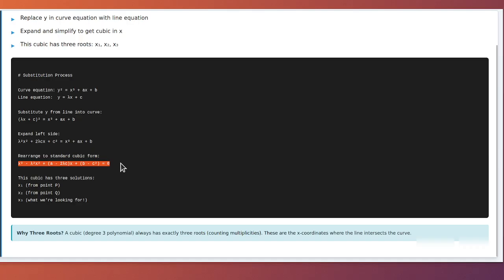The fundamental theorem of algebra tells us that a cubic equation has exactly 3 roots, solutions, counting multiplicities. These 3 roots are the x-coordinates of the 3 points where the line intersects the curve. We already know 2 of them. They are x sub 1 and x sub 2, the x-coordinates of our original points P and Q. The third root, which we will call x sub 3, is the x-coordinate of the third intersection point. Our job now is to find x sub 3.